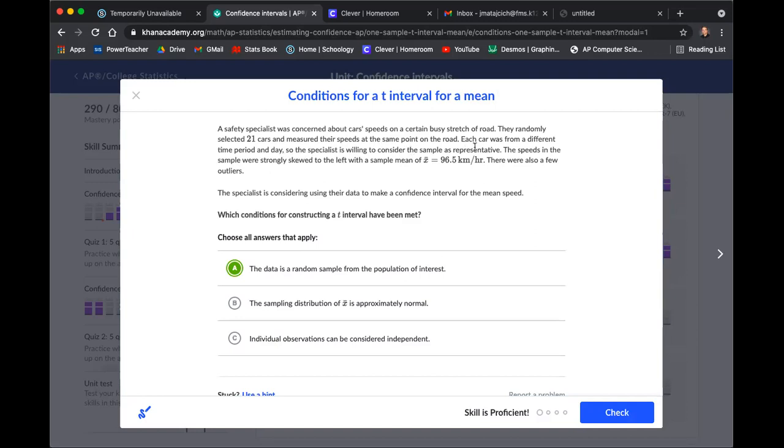The speeds in the sample were strongly skewed to the left. All right, so this is an issue. Remember, our sample data needs to be roughly symmetric with no outliers in order to meet this normal condition when the sample size is small. Since the sample size is less than 30, we needed this sample to be roughly symmetric, not skewed to the left. So we do not meet this condition.